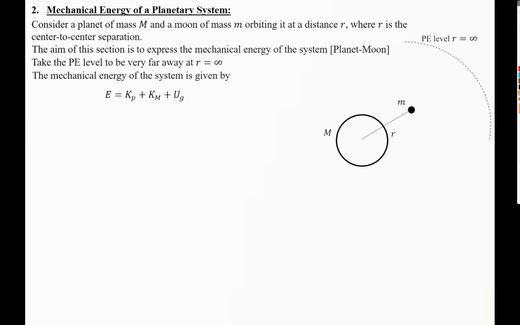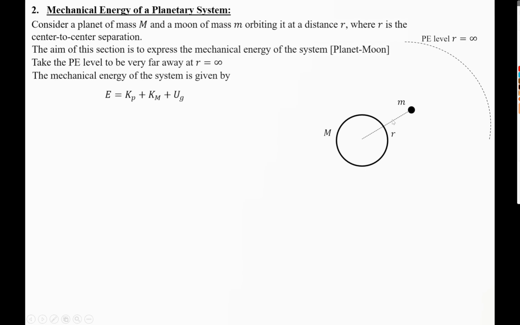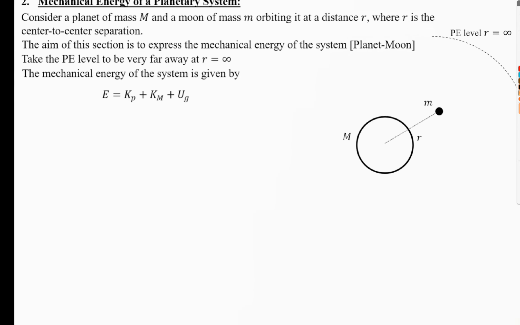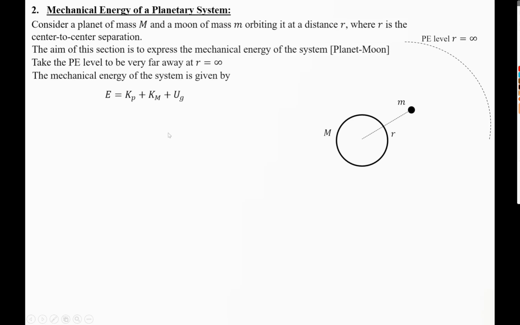The mechanical energy of the system in this case is given by the kinetic energy of the planet and the moon, so this should be small m actually, plus UG. UG represents the gravitational potential energy between the moon and the planet. Why do we have two kinetic energy terms but only one term for the gravitational potential energy? Because this term compensates for the coupling of both masses. Unlike the kinetic energy, which can be present due to one mass alone, the gravitational potential energy only exists if we have a coupling of two masses.